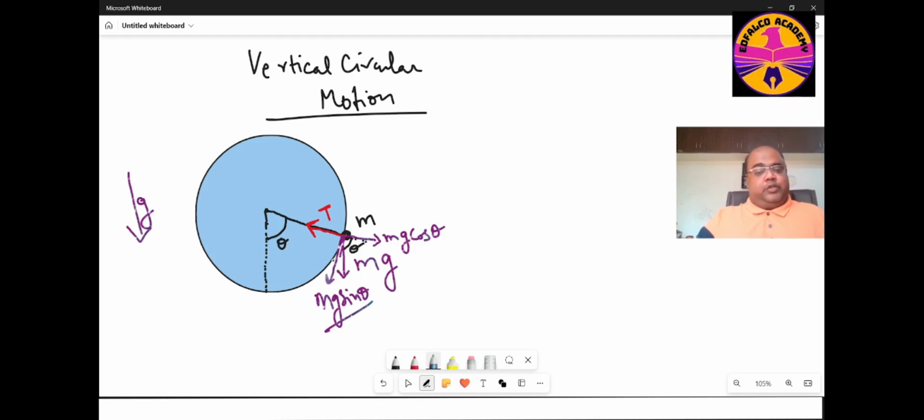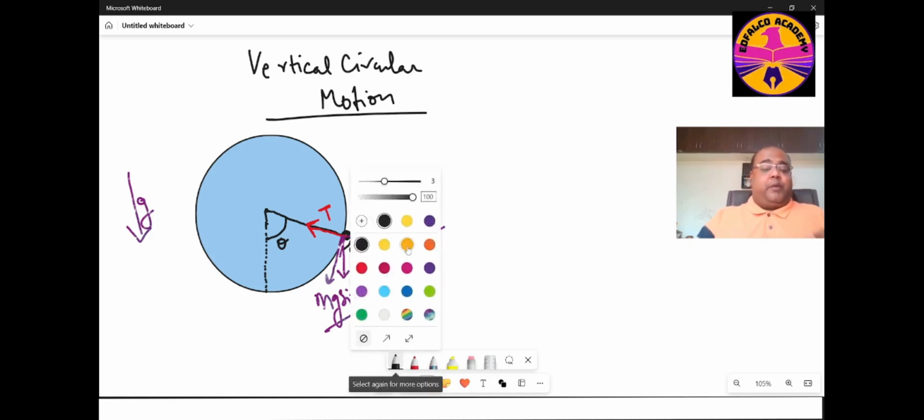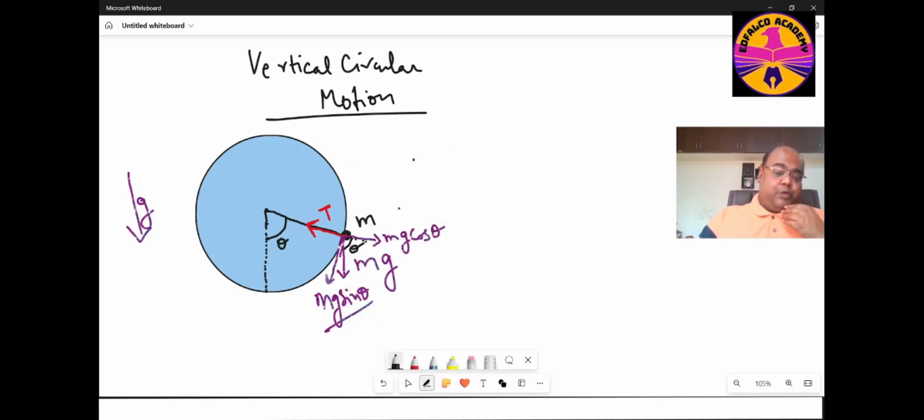Now let's concentrate on these two forces, T and mg cos theta. That is the force which is acting in the radial direction, in the radial line. So they should be responsible for providing the centripetal force. And what is the net force which is now acting in the radial direction? You can say it is T minus mg cos theta. That is the net force which is acting in the inward direction.